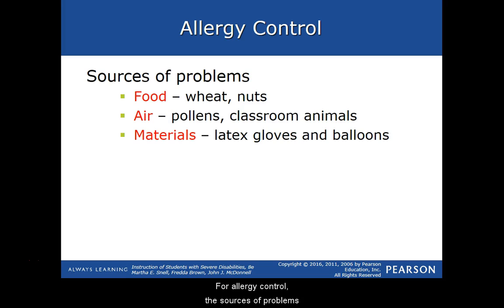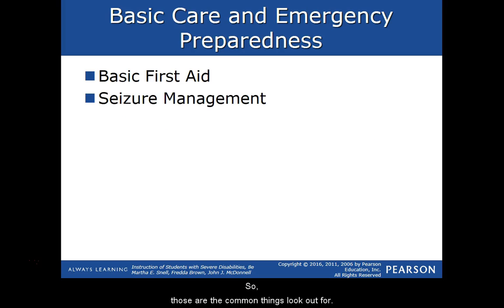For allergy control, the sources of problems generally are food, so wheat, nuts, air, which may be seasonal in terms of pollen, and then classroom animals, as well as materials like latex gloves and balloons. So those are the common things to look out for.